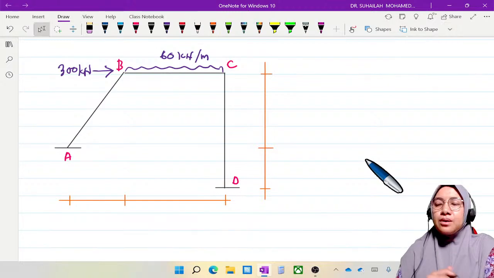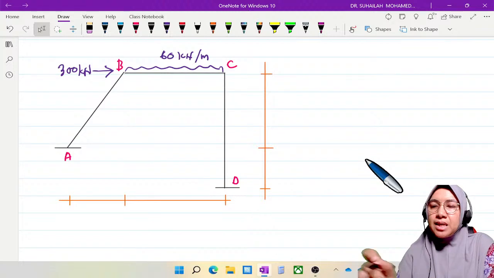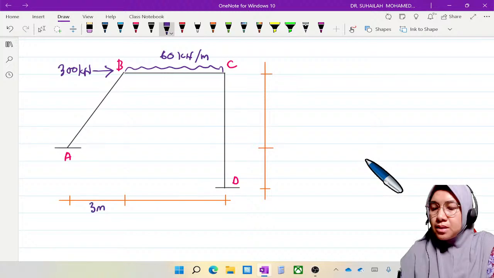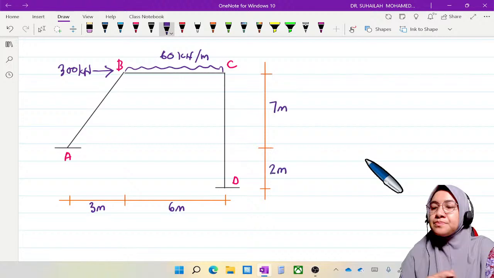Okay, so let's say this is 3 meter. This is 6 meter. Okay, this is 7 meter. This is 2 meter. Okay, let's say this is the dimension, the distance.